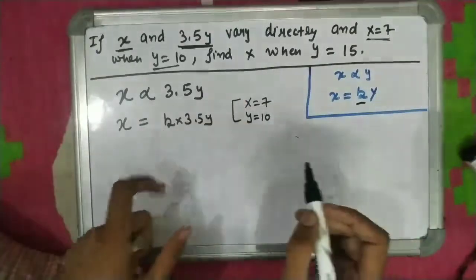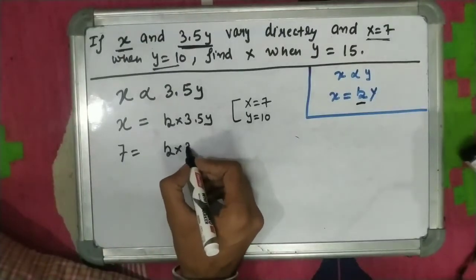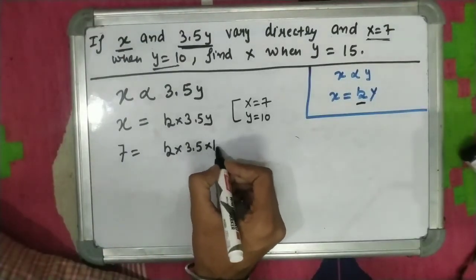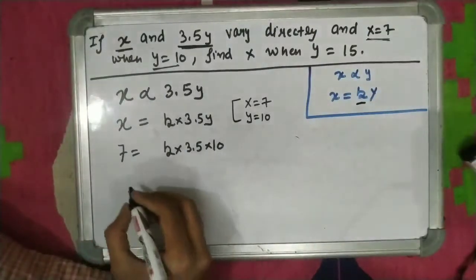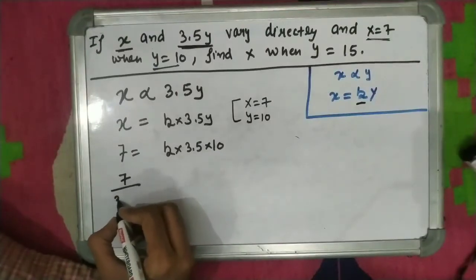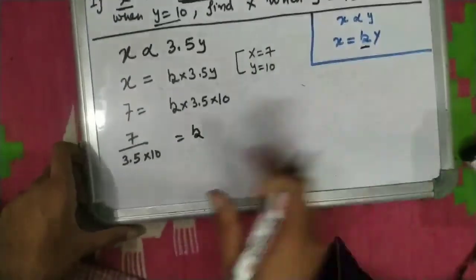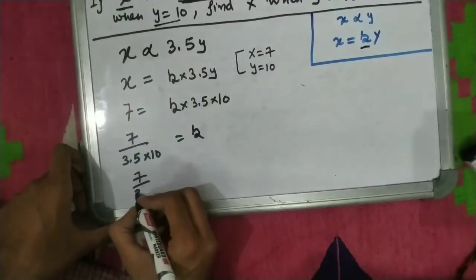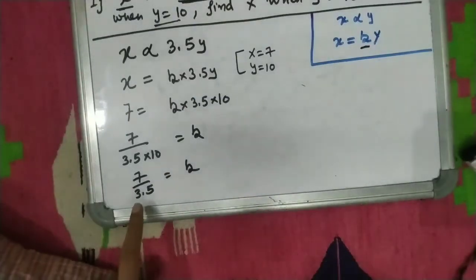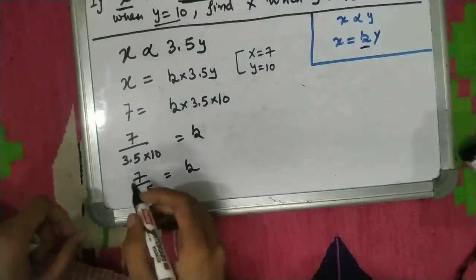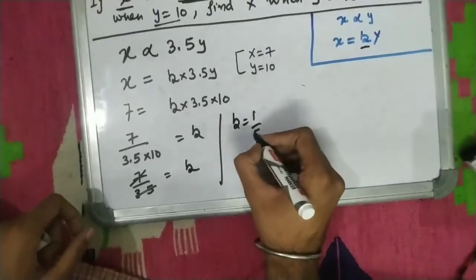So put these values here. So put x is equal to 7, k into 3.5 into 10. Get my point? So from here you can find the value of k also. So the value of k is 3.5 into 10. So this will be 7 by 35 is equal to k. Yes, sorry, 35 here. So it will be 1 by 5. So k is equal to 1 by 5.